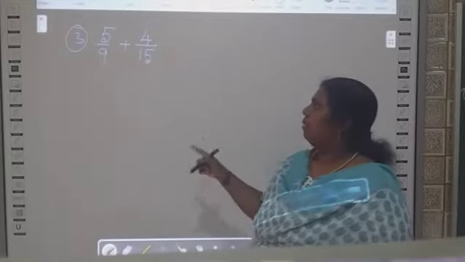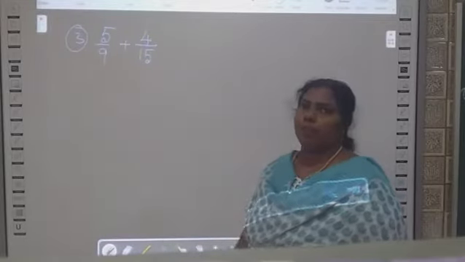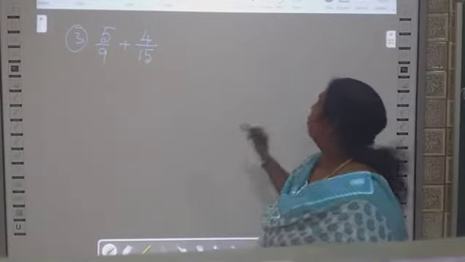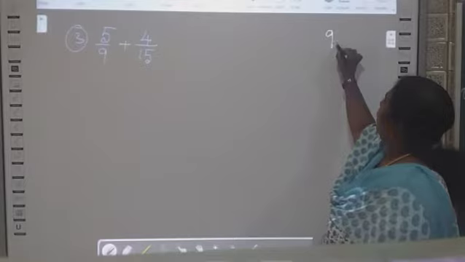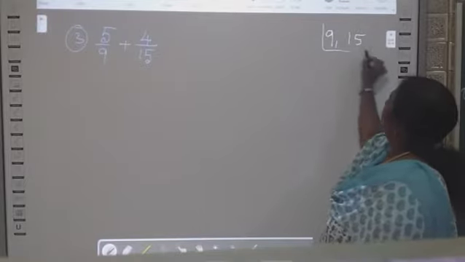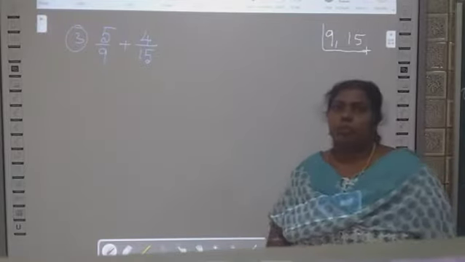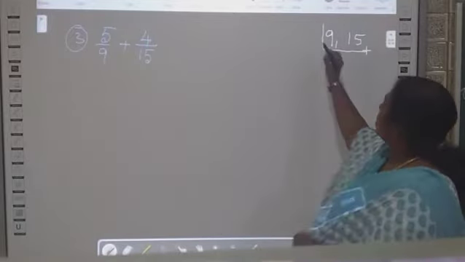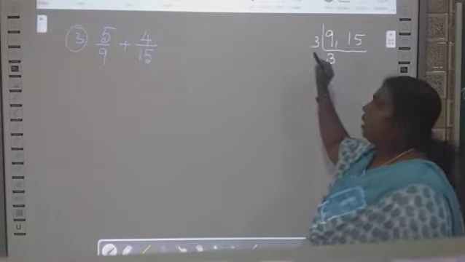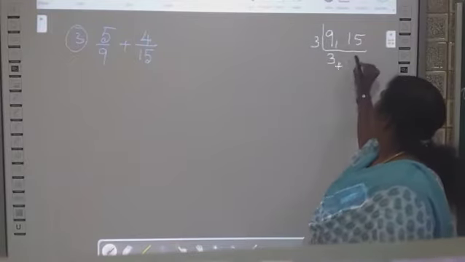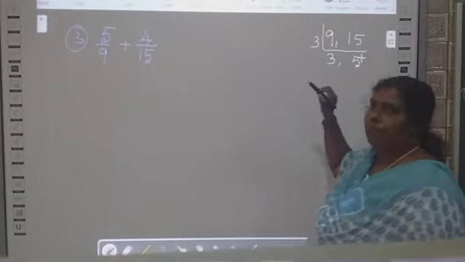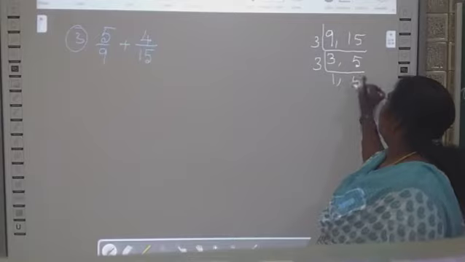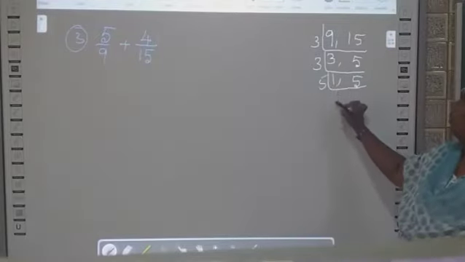See the next example. 5 by 9 plus 4 by 15. First what do we have to do? We have to find the LCM of 9 and 15. Find it. 9, 15. Which table can we use? Second table is possible? No, we cannot use it, isn't it? Then third table is possible, right? Third table we can use. How many times? 3 times 3 is 9. Here, 5 times 3 is 15, isn't it? Next, again third table 1 time.